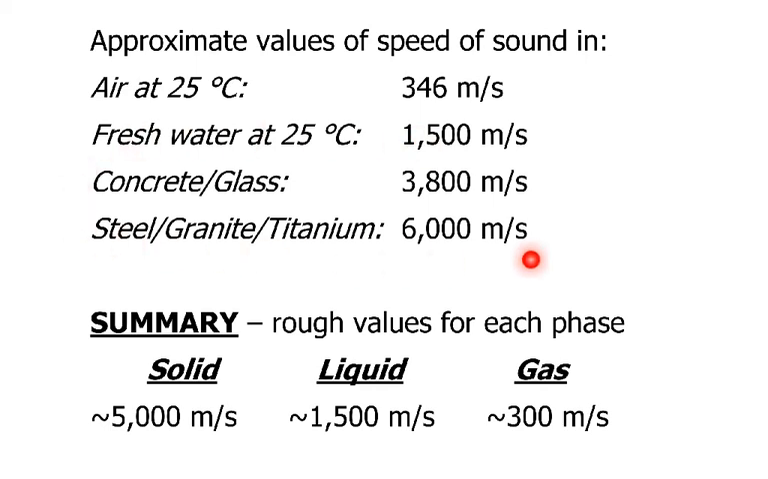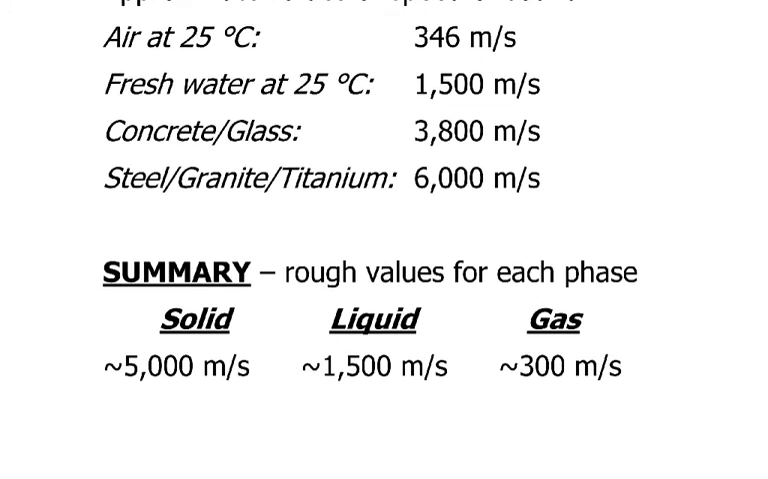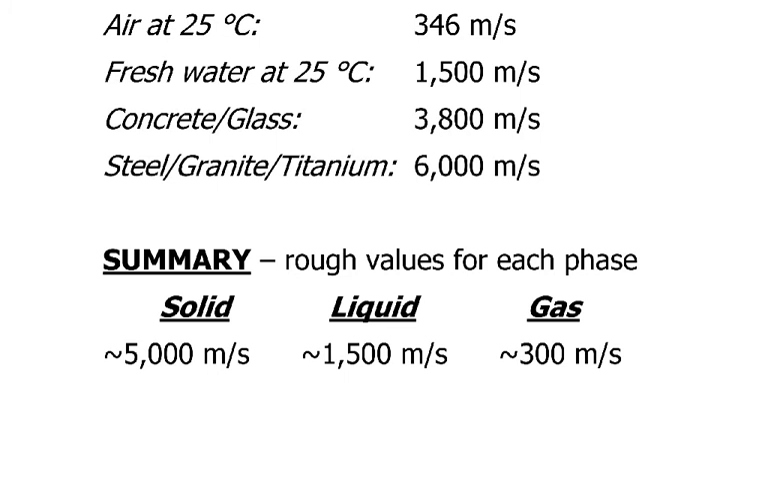So here's a couple of several different solids and the speeds in there. So concrete or glass, about 3,800 or 4,000 meters per second. And then steel or granite or titanium, they all have about the same speed, 6,000 meters per second. So we're going to make a summary version of this that you can remember more easily.